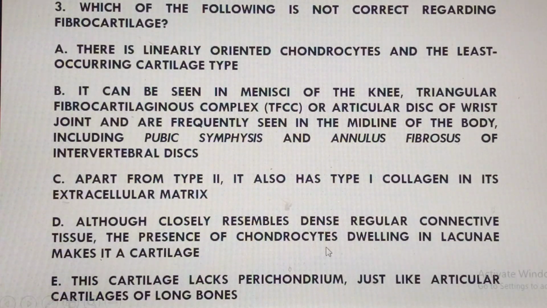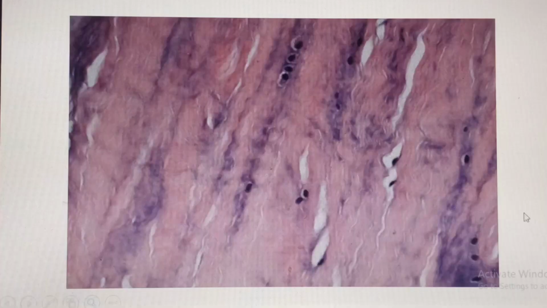Now, option E says this cartilage lacks perichondrium, just like articular cartilages of long bones. Yes, this is a very true statement. It's going to lack what we call a perichondrium. So as far as this question is concerned, yes, none of them is wrong. So let's justify these ones.